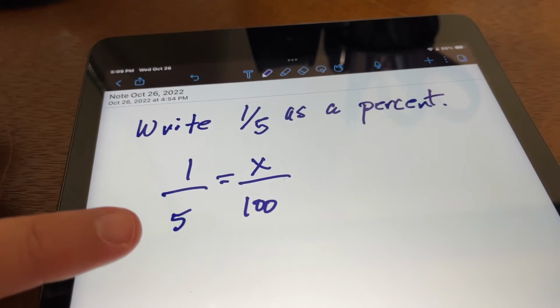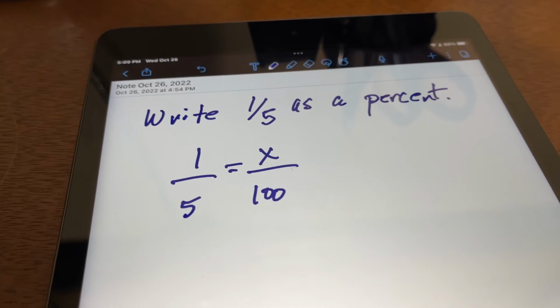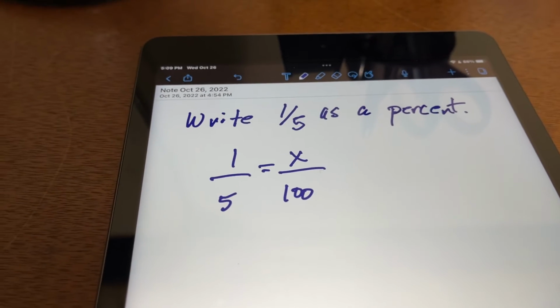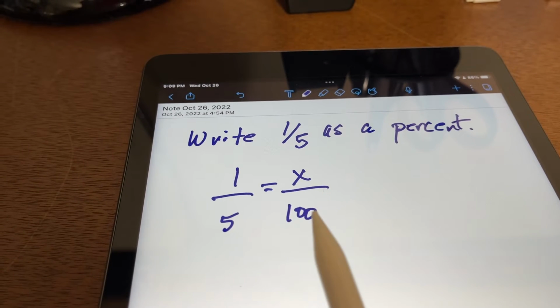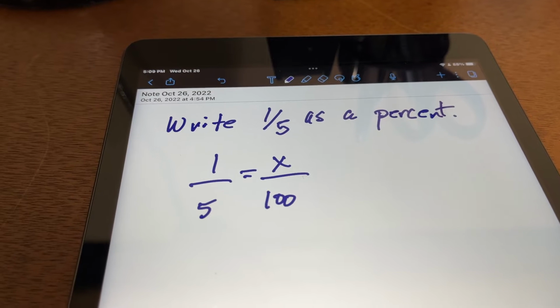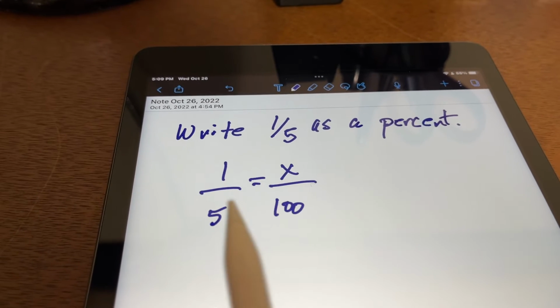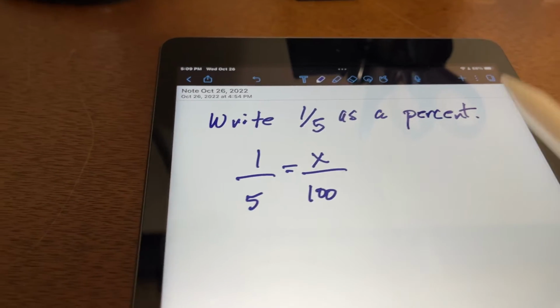So I'm saying 1 out of 5 is the same thing as how many out of 100. So this is a good way to do this when the number here goes into 100 evenly. So it's easy to convert 1/5 to a percent because 5 goes into 100 20 times. 5 times 20 is 100. So 1 times 20 is 20.